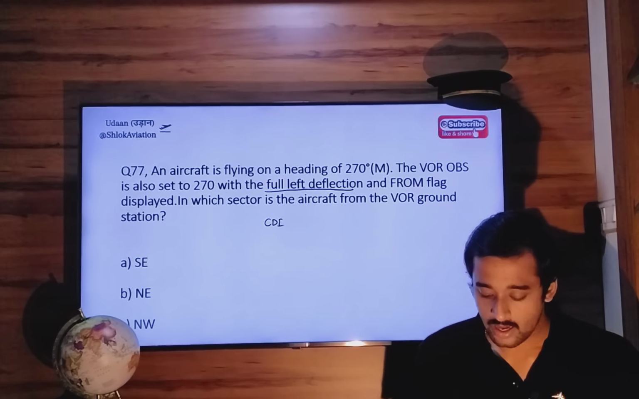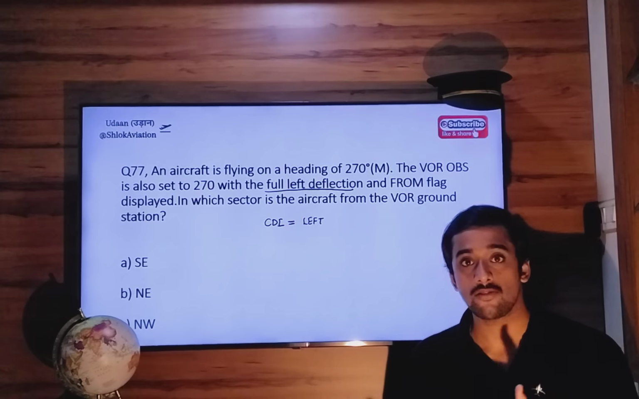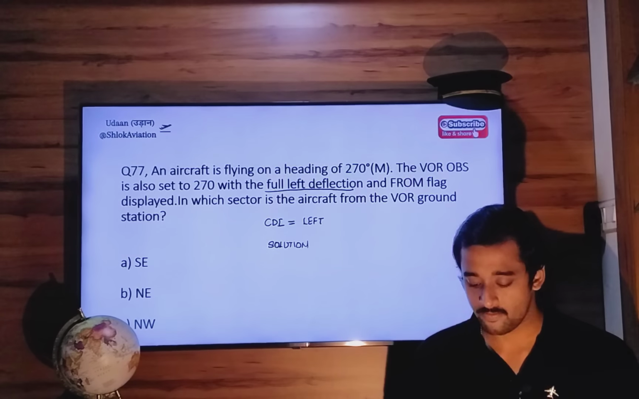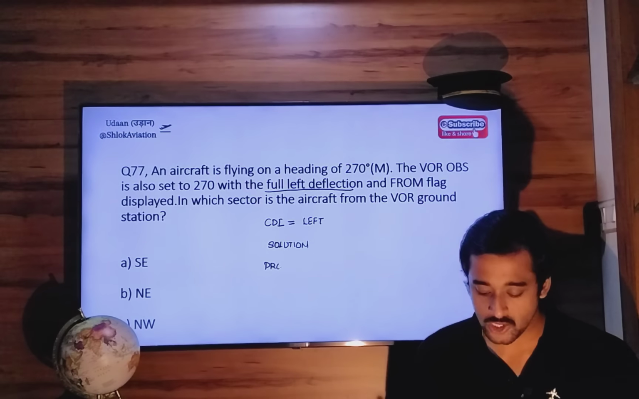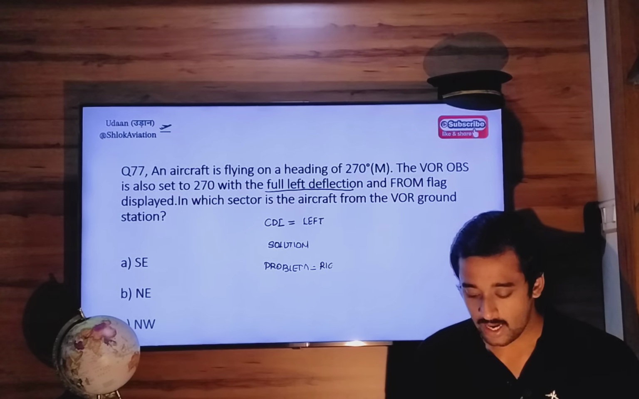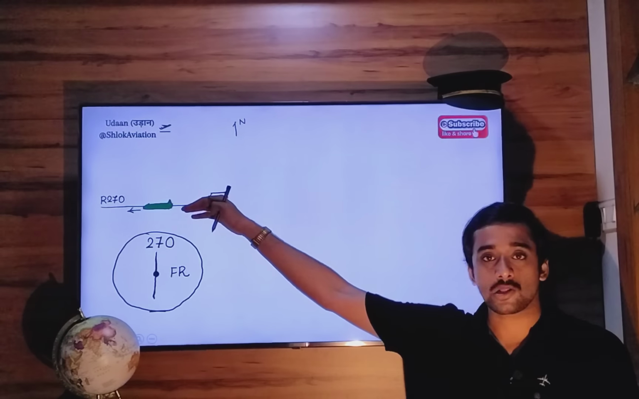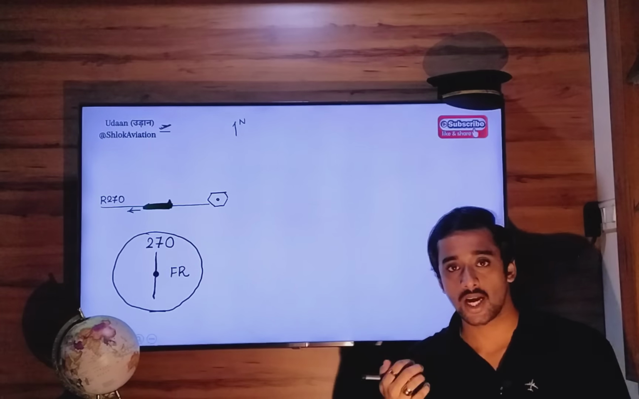Now in the question it's given that the CDI has moved to the left hand side, full left deflection. The job of a CDI is to give a solution to a problem. If the solution is left hand side, the problem will be the opposite, right hand side. That means instead of flying this radial accurately on the center line, your aircraft has deviated to the right hand side of it.